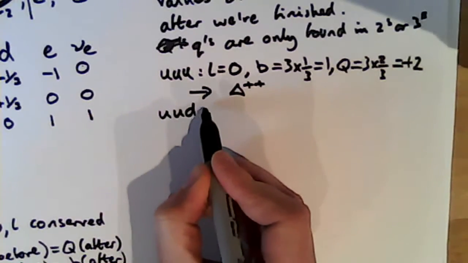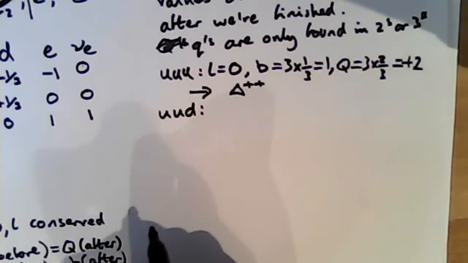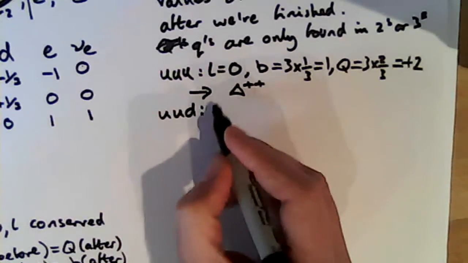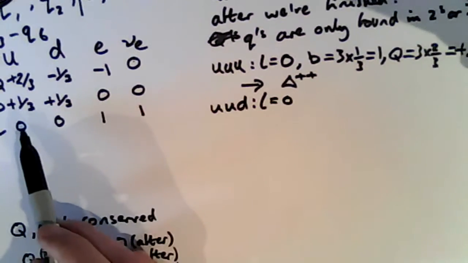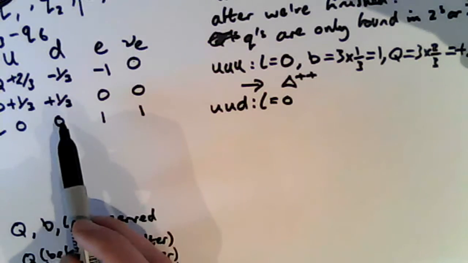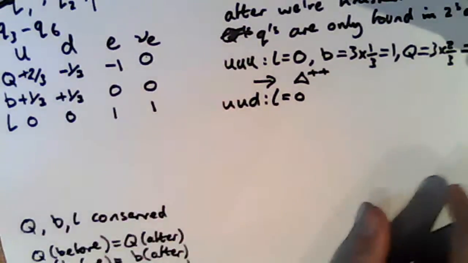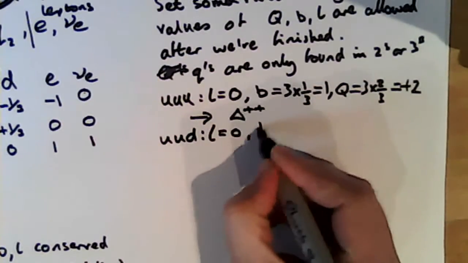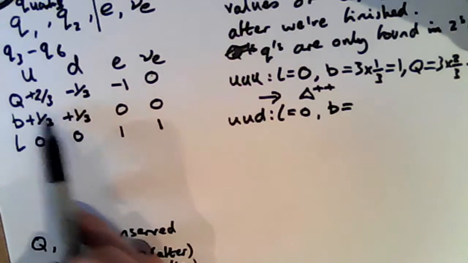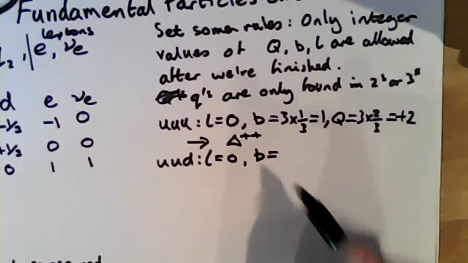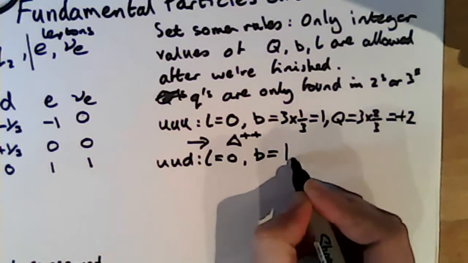Let's try something a little bit more interesting then, or relevant perhaps. Up, up, down. The lepton number again will be 0, because the lepton number of both the up and the down quark is 0. The baryon number, well, I have 2 ups, that's 2/3 plus 1/3 of a down quark. That will leave me with a baryon number of 1.